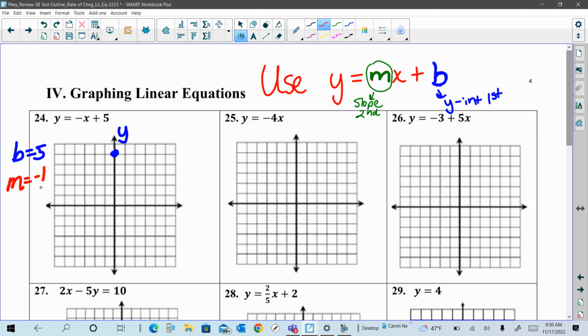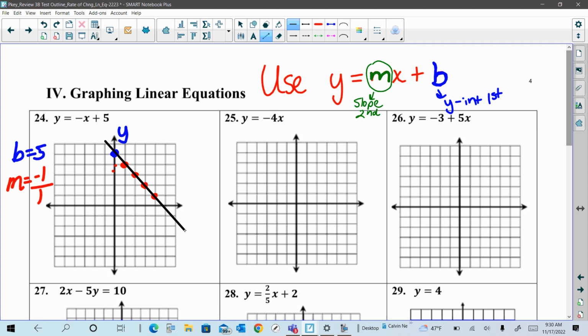Down 1, to the right 1. Yeah, so it's negative 1 over 1. So down 1 to the right 1. There's our point. Repeat it. Down 1 to the right 1. Do we see what our line's doing? It's decreasing. Yeah. So you do 4 points on this one.